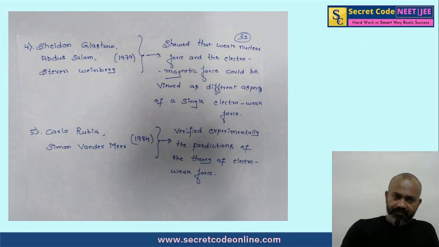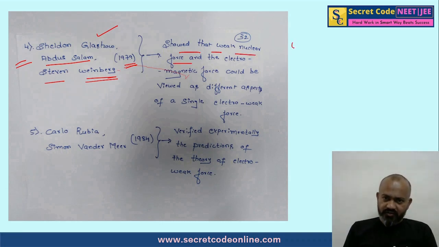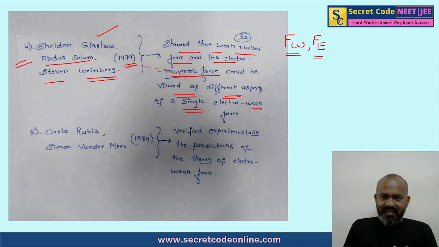Now let us move on to the fourth work. Here, Sheldon Glashow, Abdus Salam, and Steven Weinberg, in the year 1973, showed that weak nuclear force and electromagnetic force could be viewed as different aspects of a single electroweak force. This unification work they did.